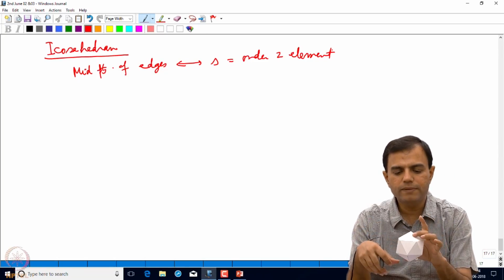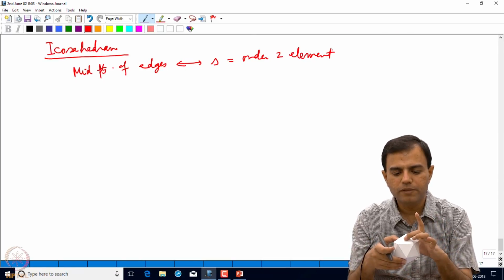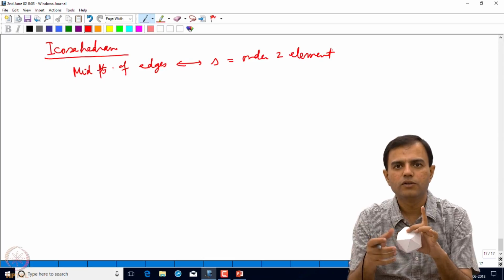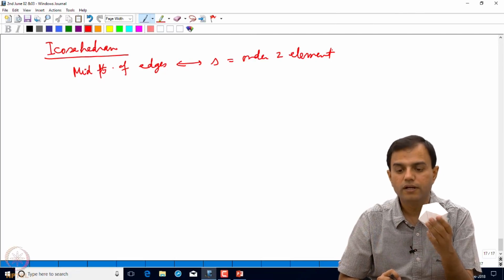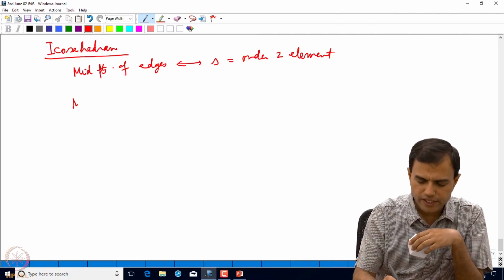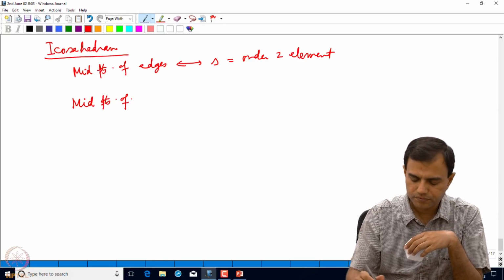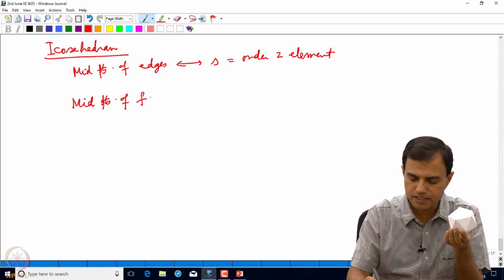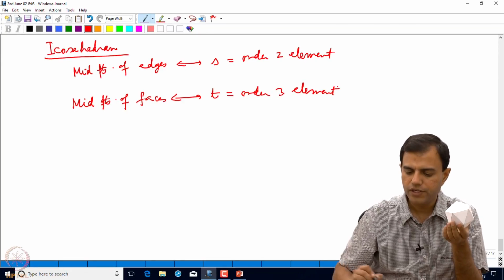What about order 3 elements? Since triangles are there, you take the midpoints of faces, these triangles, you rotate by 2 pi by 3, and that's what is going to give me an element of order 3.